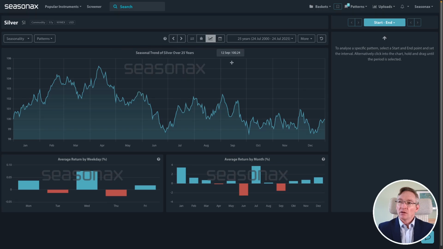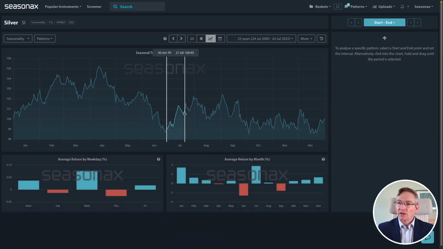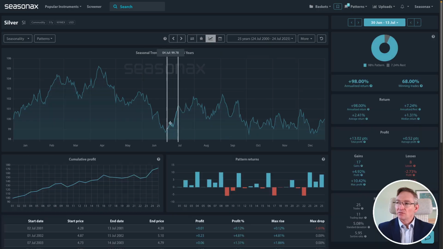Seasonality, and I saw, oh look, over the last 25 years, July has been the strongest month for silver. So there's a really strong period coming up. And then I started looking into some of the detail. Just looking at some of the periods, 62% winning, 2.5% average return to the upside. For the early part of July, 68%, average 2.41%.